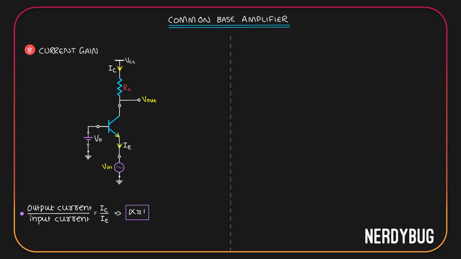Let's try to find a relation between alpha and the current gain in common emitter amplifier beta. Alpha is IC by IE, but IC can be written as beta IB. IE is IB plus IC, so we can write IB plus beta IB. Then we get alpha as beta IB divided by IB plus beta IB. We can cancel IB from the numerator and denominator and we get alpha is beta divided by beta plus 1.